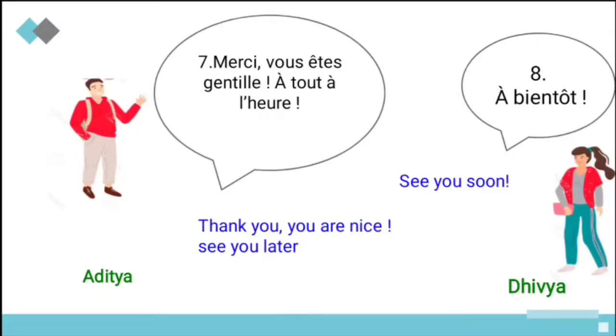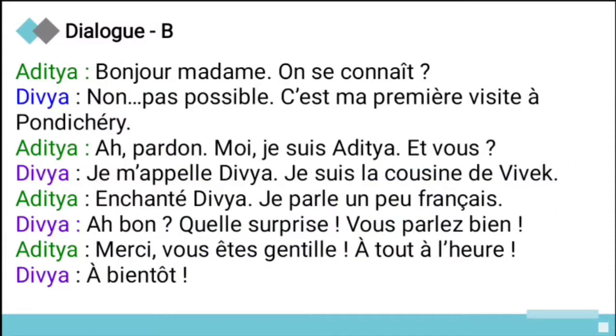So this is all about the dialogue B. These two characters are introducing themselves in the evening party. So let's recall once the dialogue B. Aditya: Bonjour madame, on se connaît? Divya: Non, pas possible. C'est ma première visite à Pondicherry. Aditya: Ah pardon, moi, je suis Aditya. Et vous? Divya: Je m'appelle Divya. Je suis la cousine de Vivek. Aditya: Enchanté Divya. Je parle un peu français. Divya: Ah bon, quelle surprise. Vous parlez bien. Aditya: Merci, vous êtes gentille. À tout à l'heure. Divya: À bientôt.